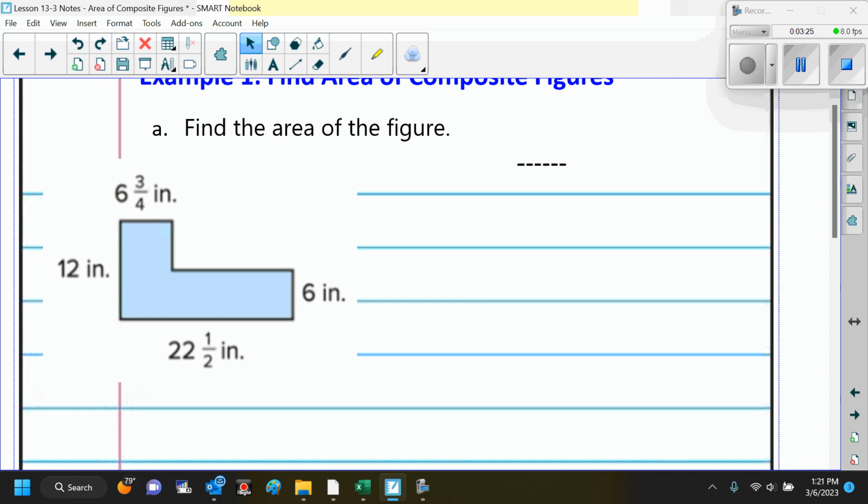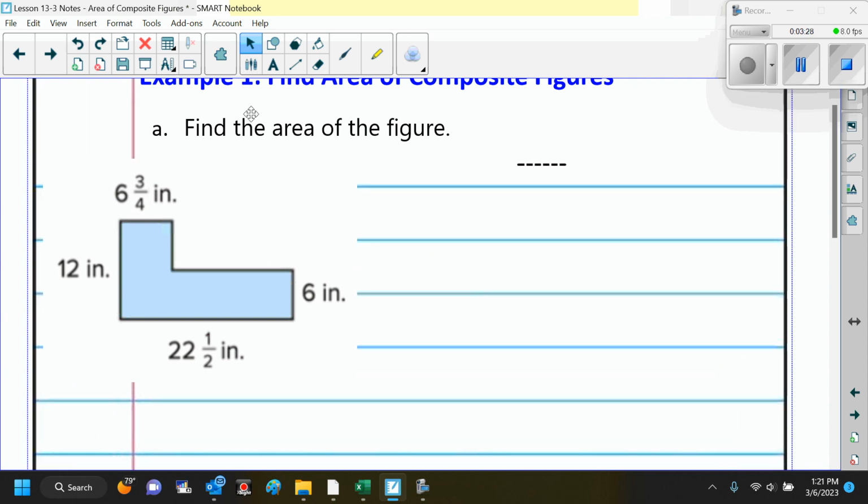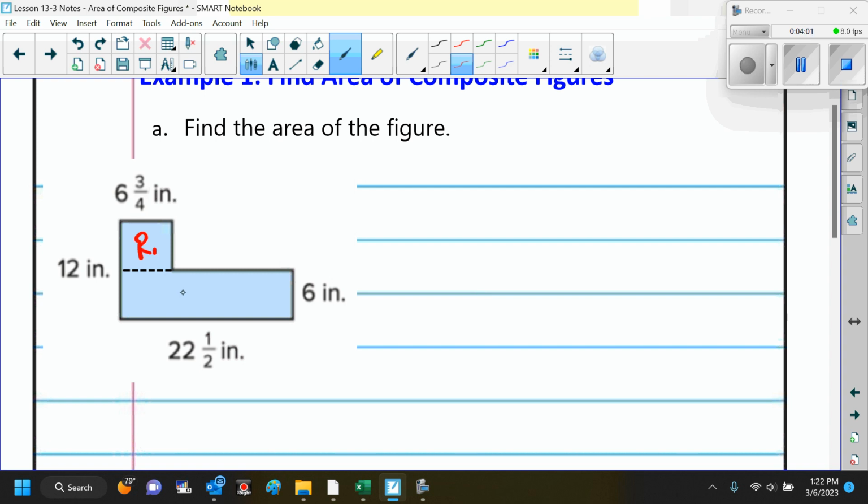So you could take your figure here, and you can split it right here, and you have rectangle 1 and rectangle 2 right here, or you could split it like this, whichever way you'd like to do. I'm going to go ahead and do this way, okay? So let's label our rectangles. Let's call this rectangle 1, and let's call this rectangle 2, okay?